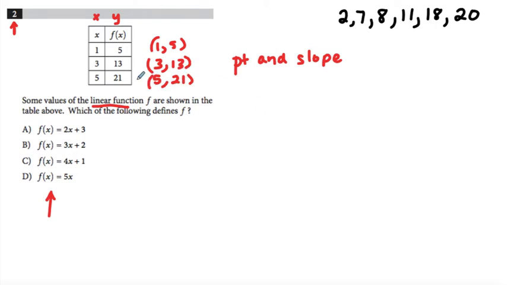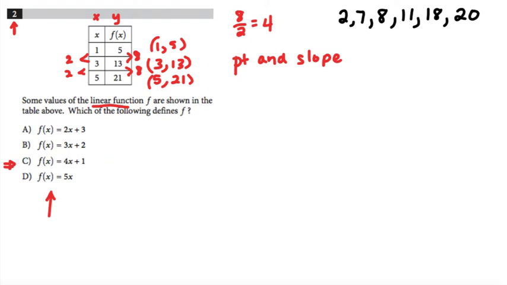A couple ways you can do it. You can just find the difference between the x's, which is 2 and 2, and the difference between the y's, which is 8 and 8. That's a quick way of doing it in a table. So then remember, slope is the change in y over the change in x. So 8 over 2. So my slope has to be 4. So looking at this right now, that tells me my answer has to be C. I don't have to do really any more work.